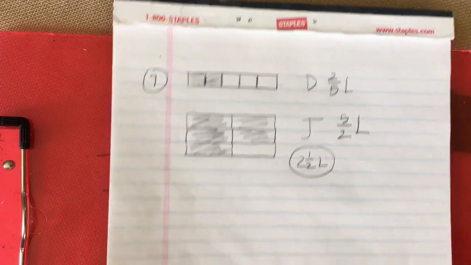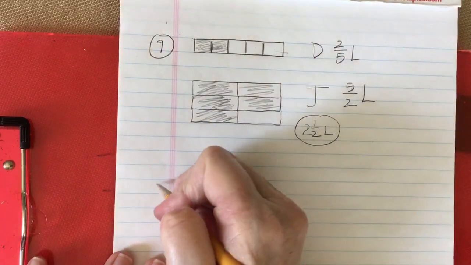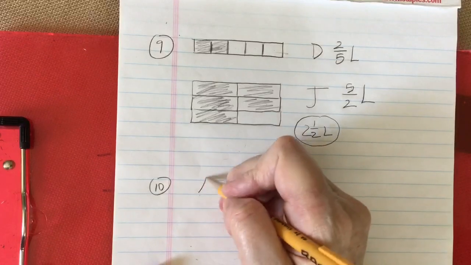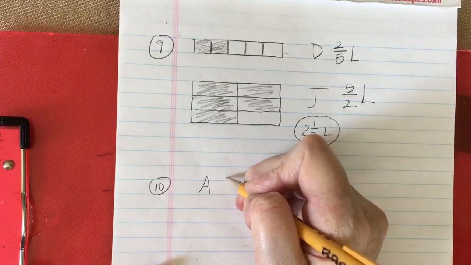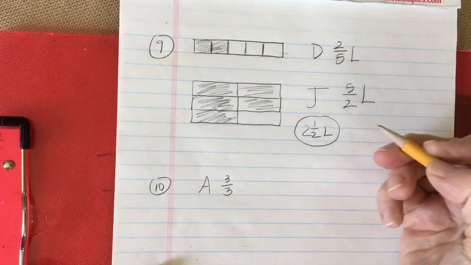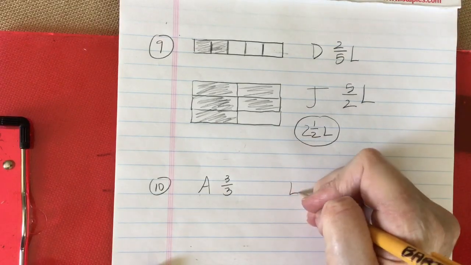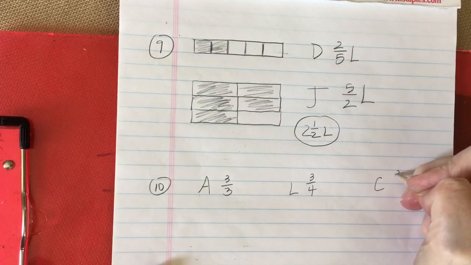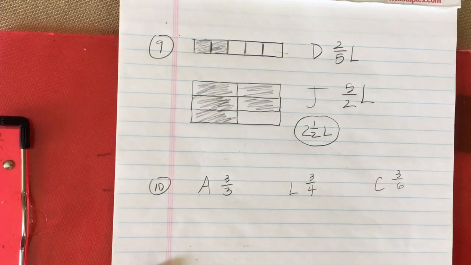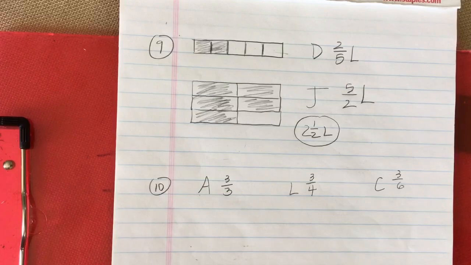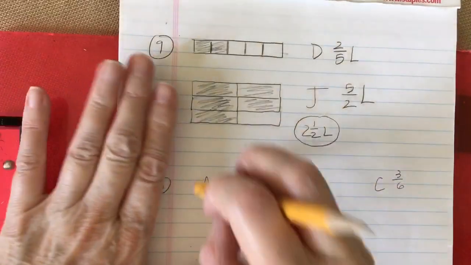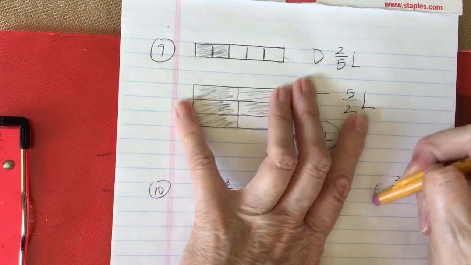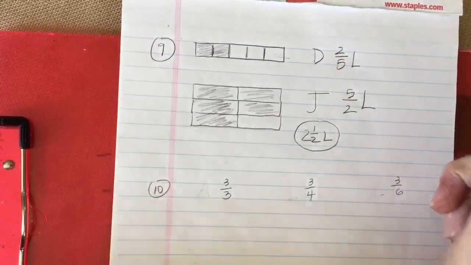All right, number 10 talks about Andy, Lou, and Carlos. Andy, 3/3. Lou, 3/4. Carlos, 3/6. Oh, it says not in this order. Uh-oh. All right. Not in that order. Didn't read that. Let's draw some pictures.